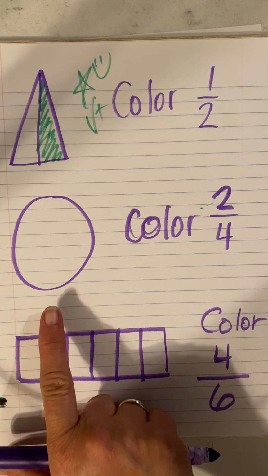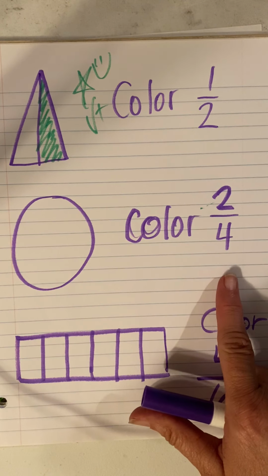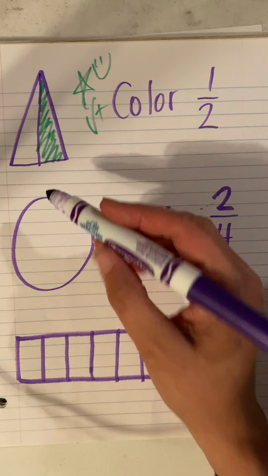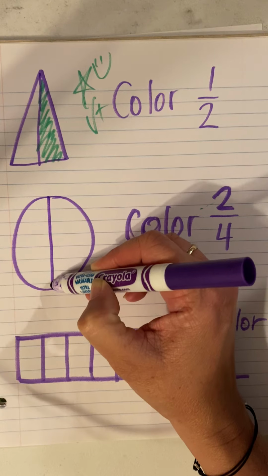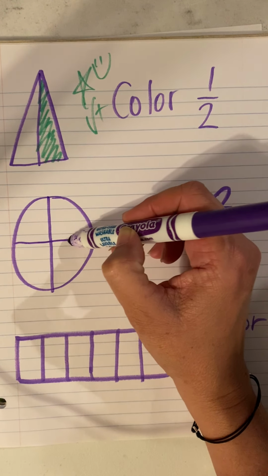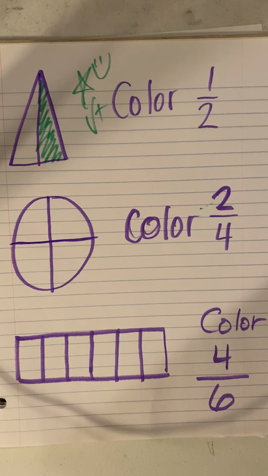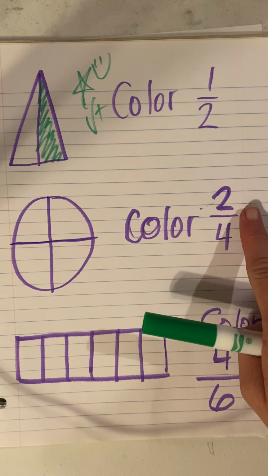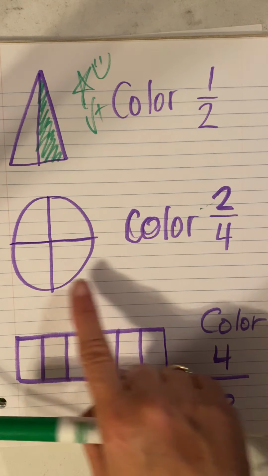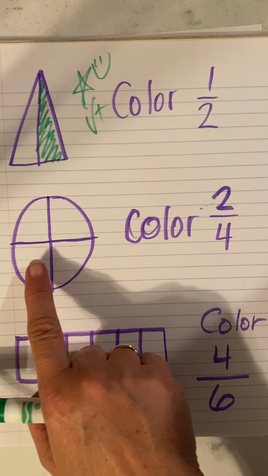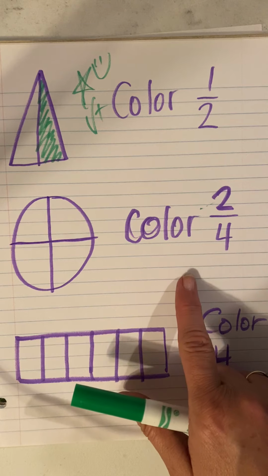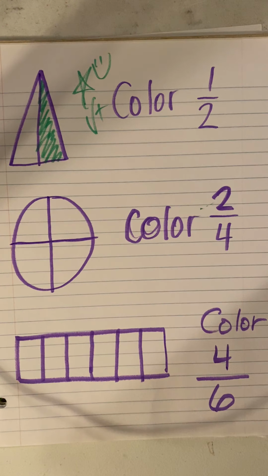All right, we need to divide this circle into how many equal parts? This tells us it needs to be in 4 equal parts. So let's draw a vertical line right down the middle, a horizontal line right across, and the directions say to color in 2/4. But before I do that, wait, let's make sure: is this divided into fourths? 1, 2, 3, 4. It is. It's divided into 4 equal parts. And now we need to color in 2/4.